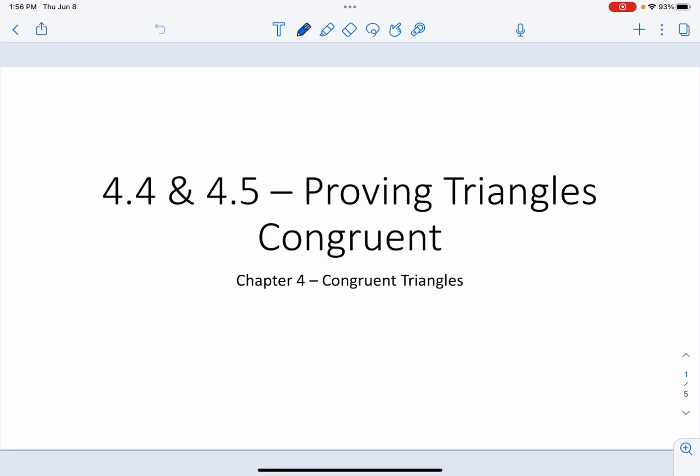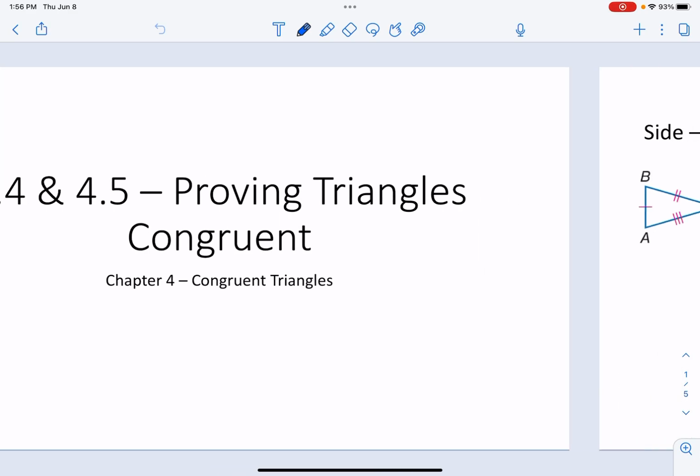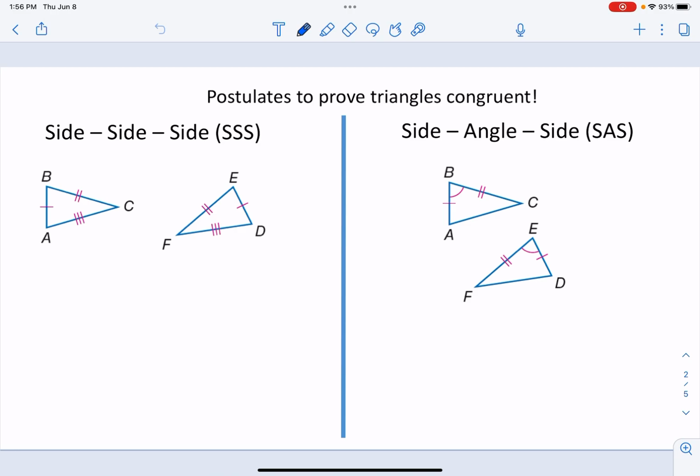In this video, I'm going to give you ways to prove triangles congruent. The first two ways to prove triangles congruent are postulates, which means we accept them without proof. So I'm just giving this to you, you have to accept it without proof.